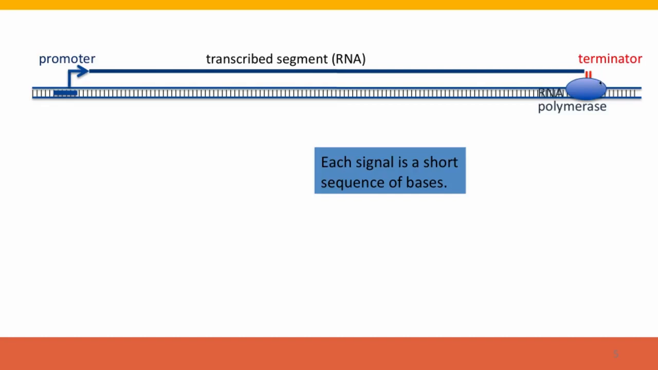And it stops when it comes to a sequence called the terminator. And this is another short regulatory sequence that tells RNA polymerase this is the place to stop making RNA, to disassociate from the DNA, and to release the RNA from the DNA. So this RNA is actually not connected physically to the DNA once it's finished. So we have two signals, a start here signal and a stop here signal that are recognized by RNA polymerase.